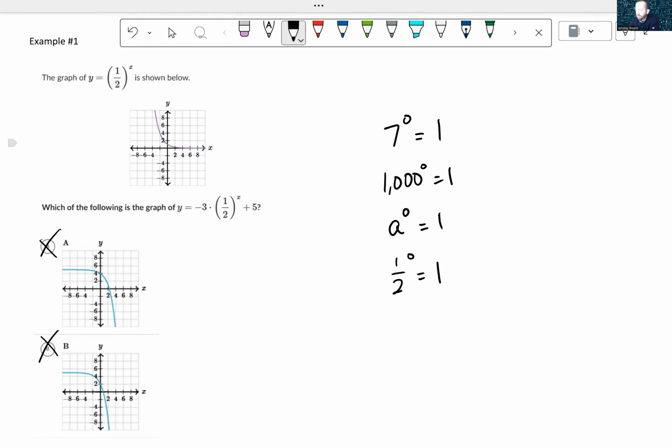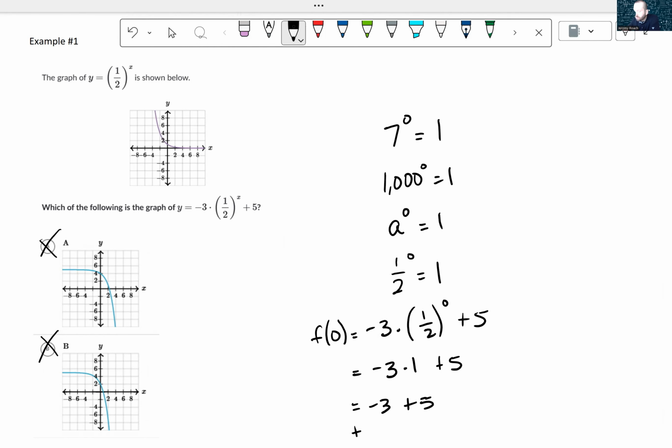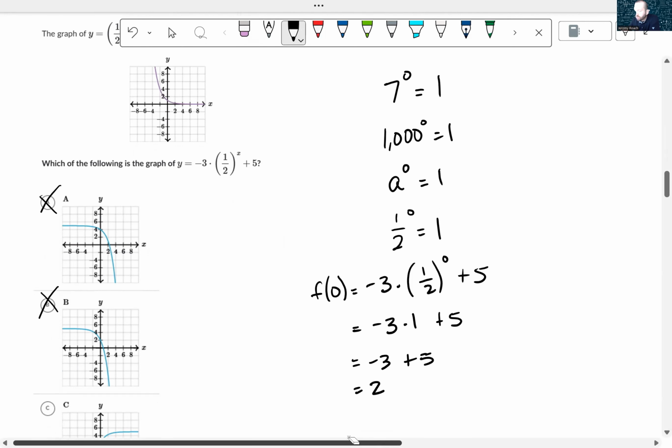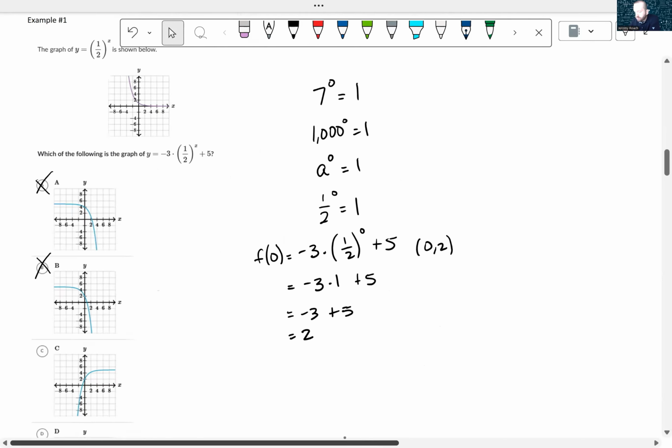So if we plug in f of 0, now we have f of 0 is equal to negative 3 times 1/2 to the 0 plus 5. And that's negative 3 times 1 plus 5, which is negative 3 plus 5, which gives us 2. That equals 2. So we know the point (0, 2) is on our graph. And that's going to be our y-intercept, (0, 2).